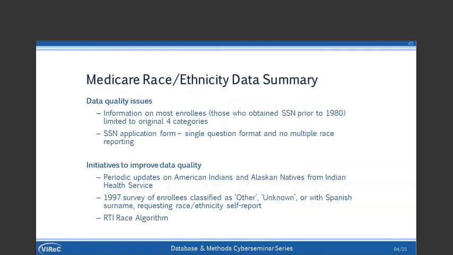There are data quality issues with the Medicare data. As we've already mentioned, we may have a lot of veterans who are in that catch-all other group because their Social Security numbers were obtained prior to 1980. And we also only have a single question without multiple race reporting. There have been initiatives to improve the data quality. In addition to the RTI race algorithm, there have been periodic updates from the Indian Health Services, along with a 1997 survey of enrollees who were classified as other or unknown or who had a Spanish surname that requested self-reported data on race and ethnicity.